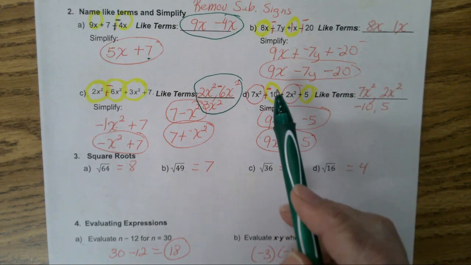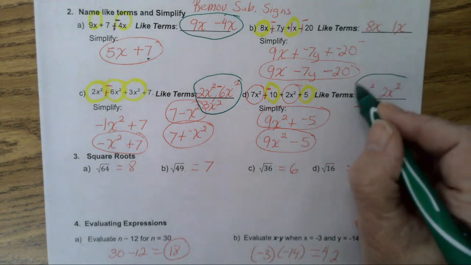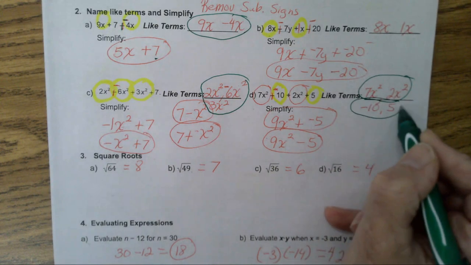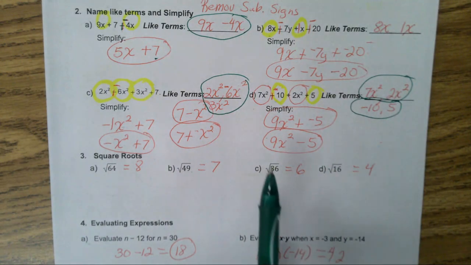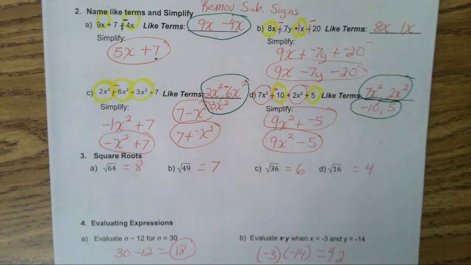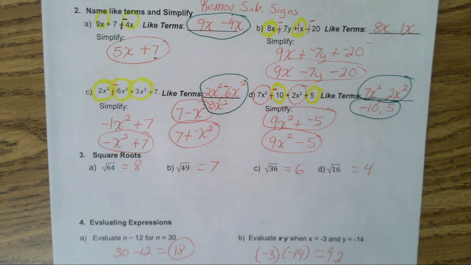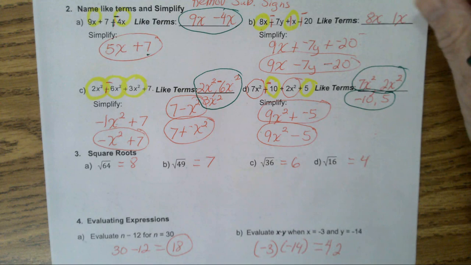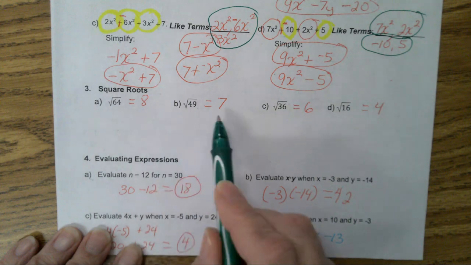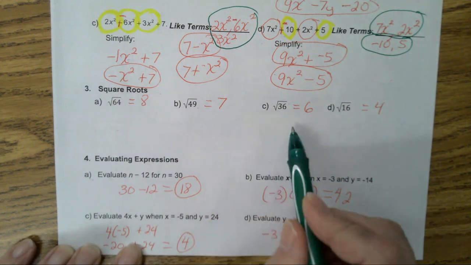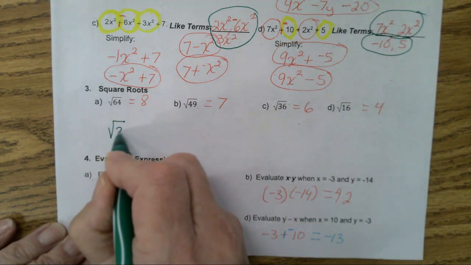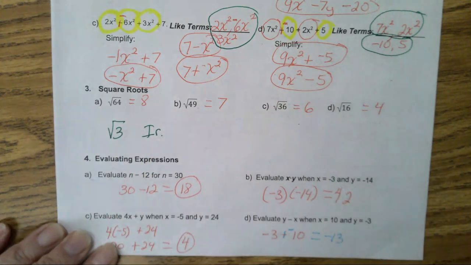Our like terms after you get rid of the subtraction sign are 7x squared and 2x squared. Our constants are negative 10 and 5. When you combine them, you get 9x squared plus negative 5, or 9x squared minus 5. Square roots of 64 is 8, of 49 is 7, of 36 is 6, of 16 is 4. And remember, the square root of 3 is irrational. It goes on and on forever.